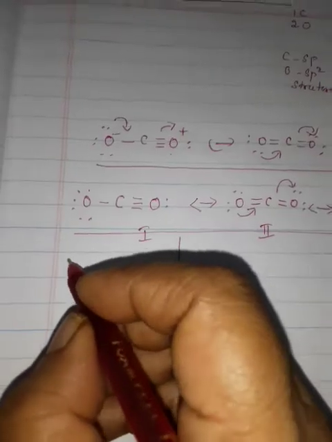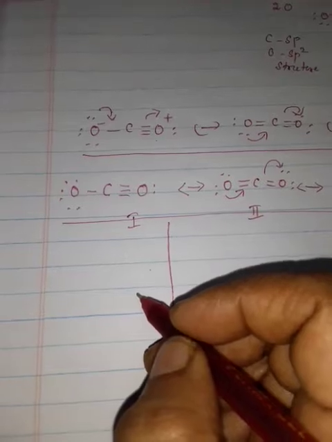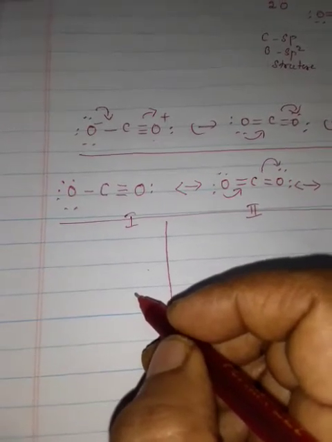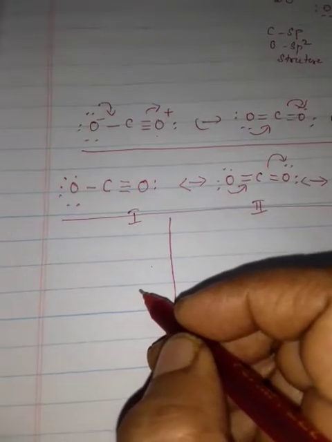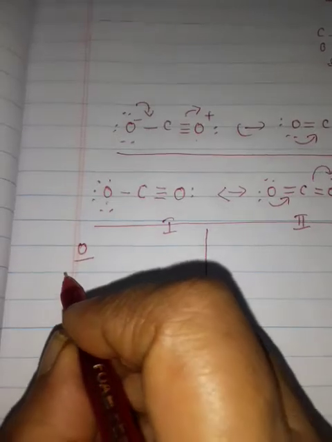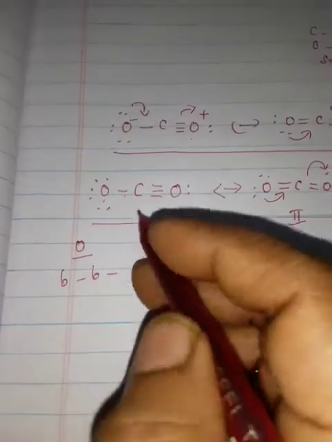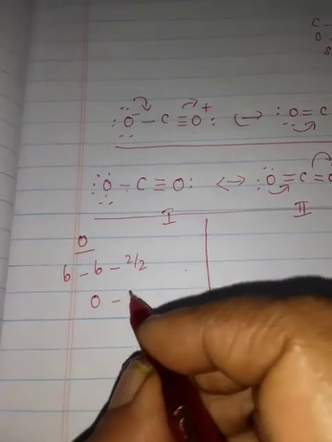So structure 1. Now take oxygen. The formula you already know: formal charge equals valence electrons minus lone pair electrons minus bonding pair electrons by 2, or we can simply write the bonds. So this oxygen: 6 valence electrons, 6 lone pair electrons, bond pair 2 by 2. 6 minus 6 is 0, minus 2 by 2 is 1, equal to minus 1. That is why there is a minus charge here.